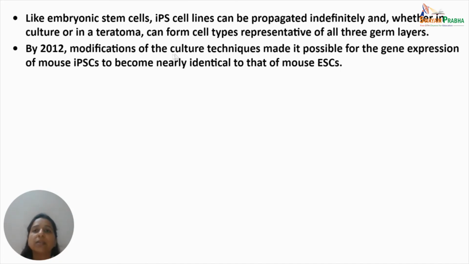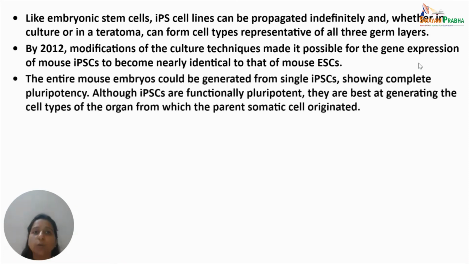By 2012, there were some modifications done in the culture techniques which made it possible for the gene expression of mouse-induced pluripotent stem cells to become nearly identical to that of mouse embryonic stem cells. So the entire mouse embryos could be generated from a single induced pluripotent stem cell, which shows complete pluripotence.